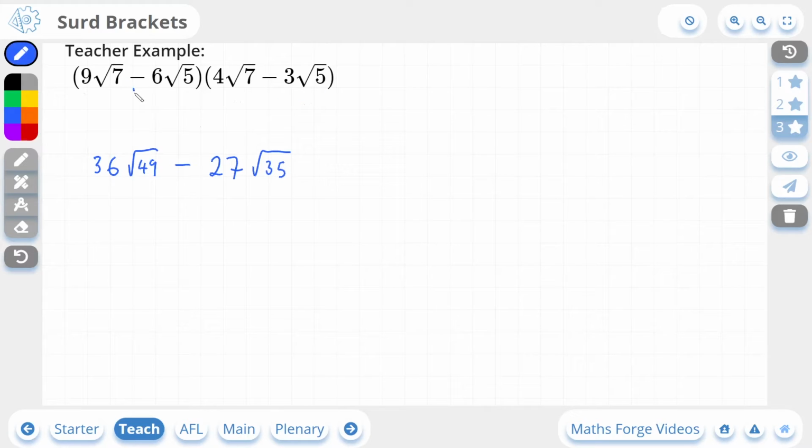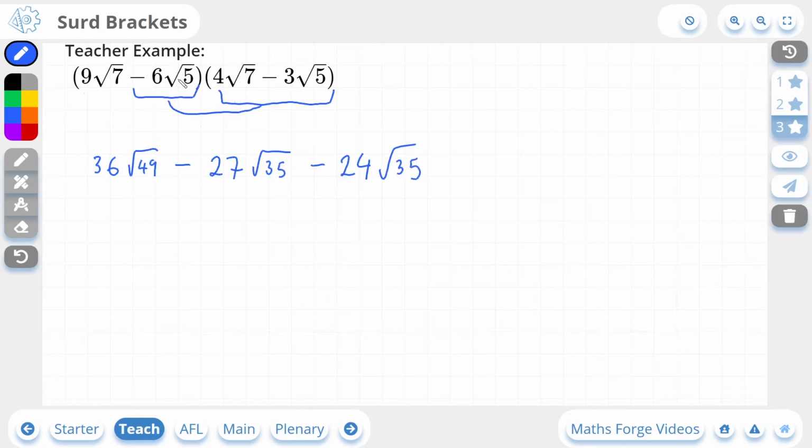And now we'll do the second term of the first bracket multiplied by all of the terms in the second bracket. So we're going to have a negative value. So it's negative 6 root 5 multiplied by a positive value. So this is going to give us a negative because, of course, a negative and a positive give a negative. And now we'll do the whole numbers. 6 times 4 is 24. Root 5 times root 7 is root 35.